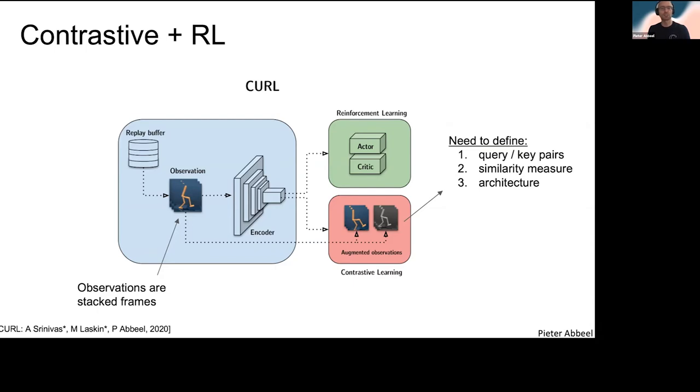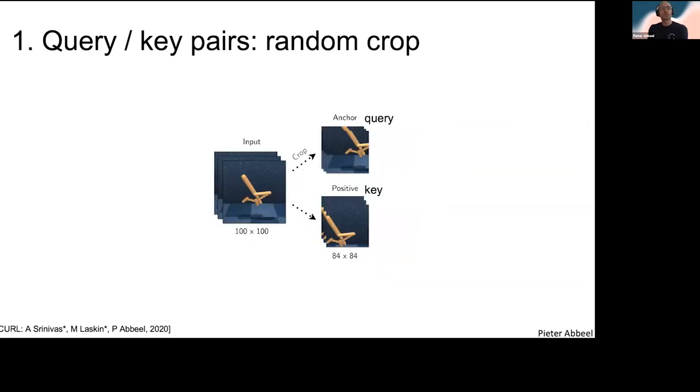They come from different originals, they should be far apart in embedding space. There are a couple of things you need to think about: how do you generate your query key pairs? What's the similarity measure? What's the architecture to use?